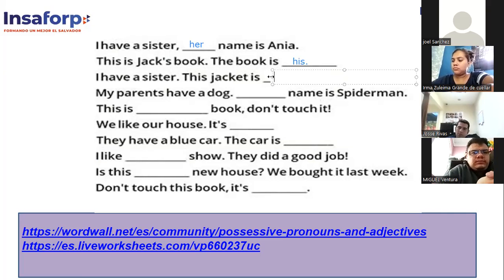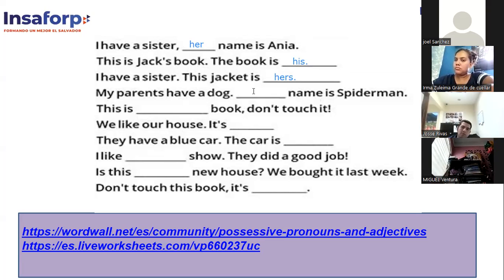I have a sister. This jacket is? Hers. Tengo una hermana y esta chaqueta es de ella. It's hers. My parents have a dog. Its name is Spider-Man. It's, porque es un animal.